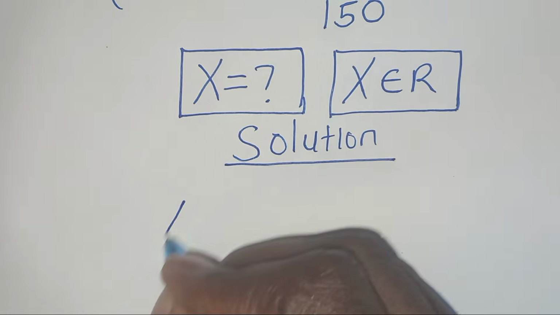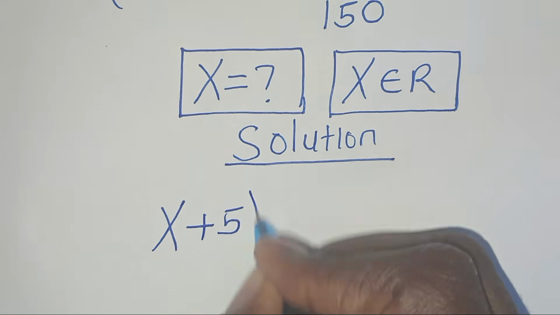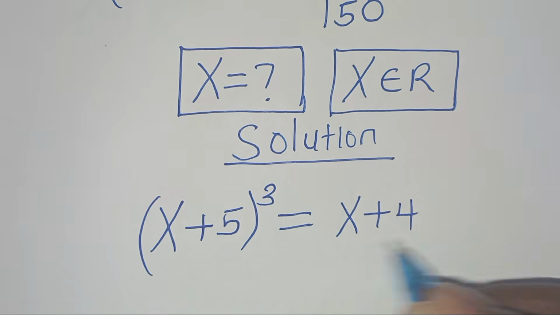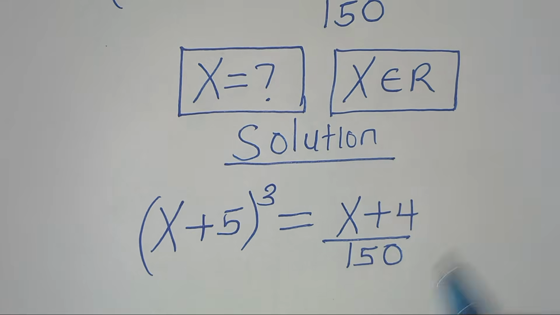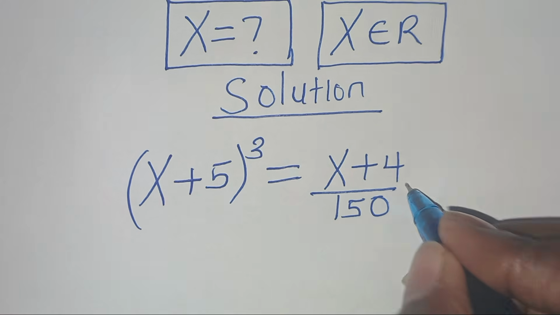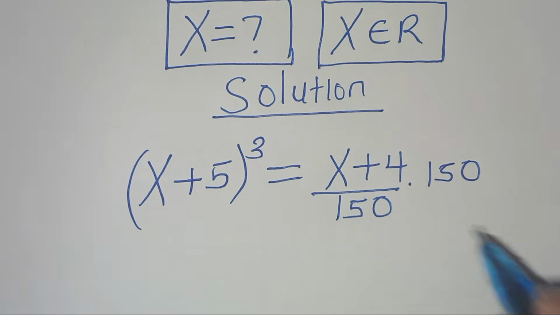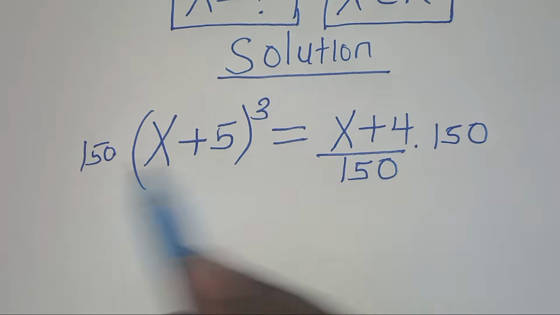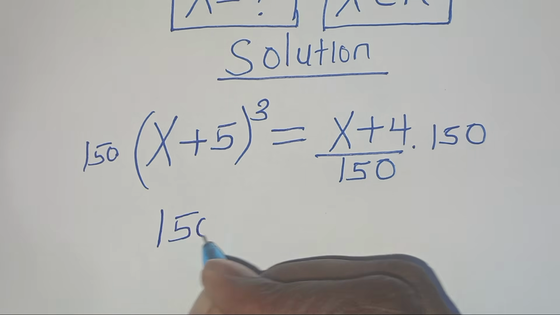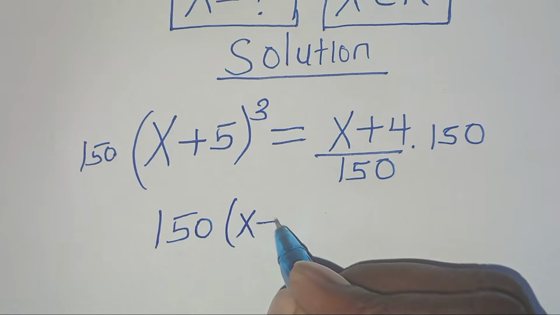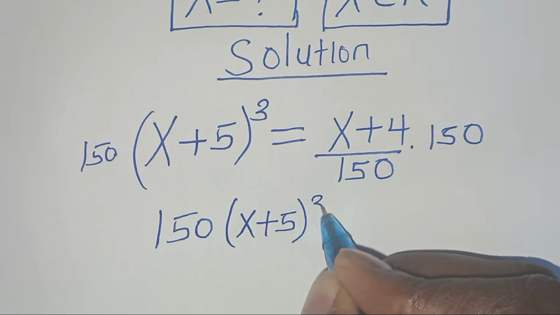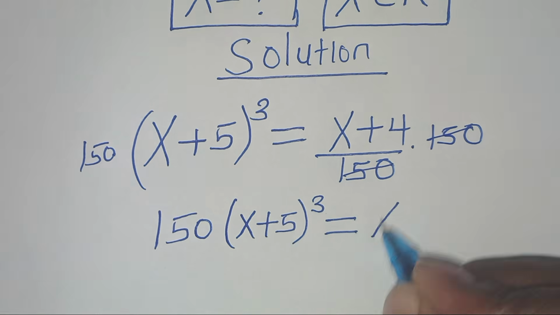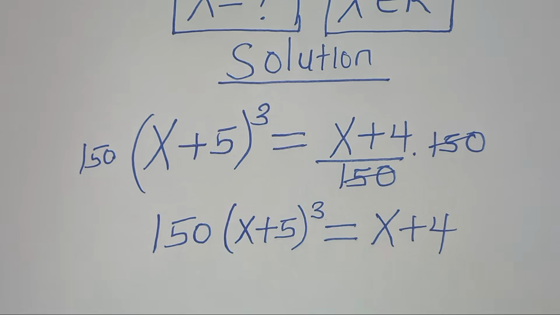So we have x plus 5 raised to the power of 3 equal to x plus 4 divided by 150. The first step is to multiply on both sides by 150. So that now on the left hand side we have 150 multiplied by x plus 5 raised to the power of 3. This is equal to, 150 here simplifies, so we have x plus 4.